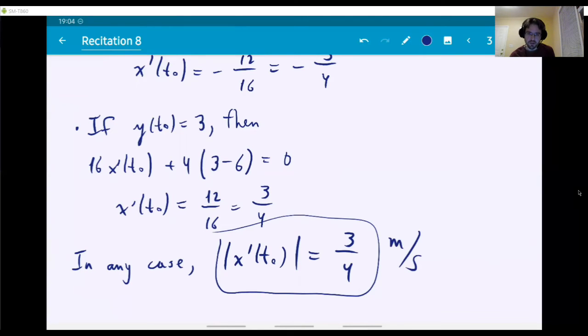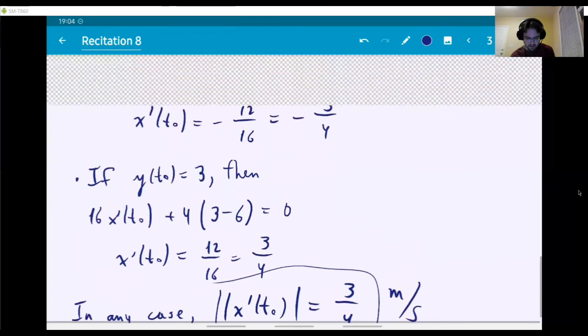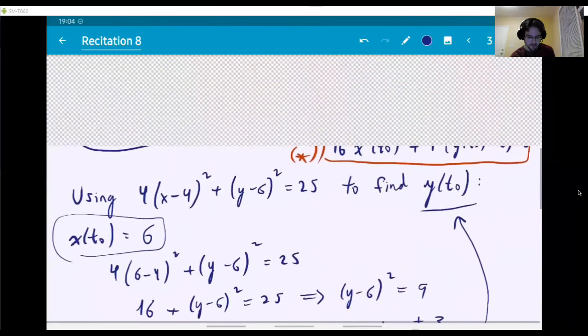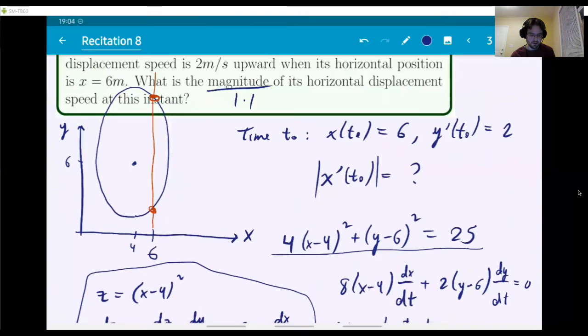All right, so if you look back at the ellipse here, if the drone is flying counterclockwise, then if you are at this point down here, the speed would be positive because you're going to the right at that point. But if you are at the point up there, you're going to the left. Anyway, this is what's happening here. So now let's move on.